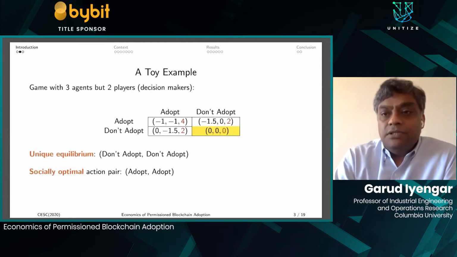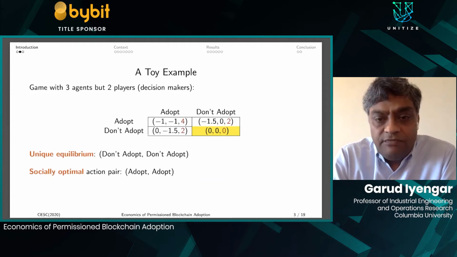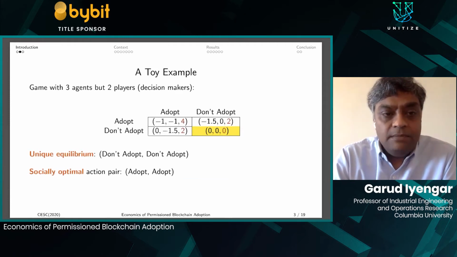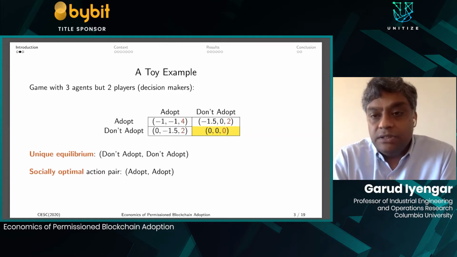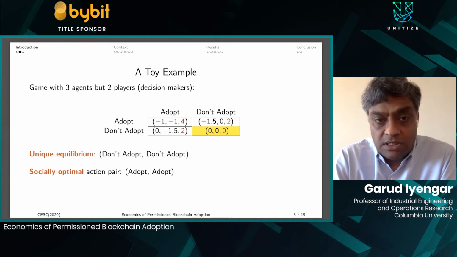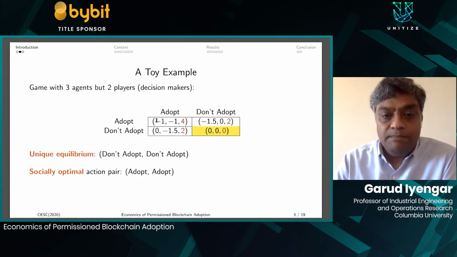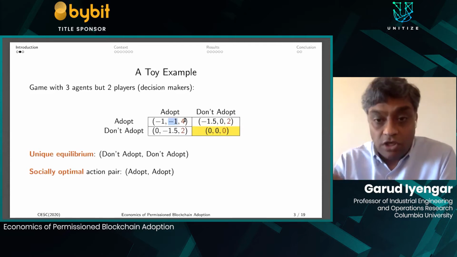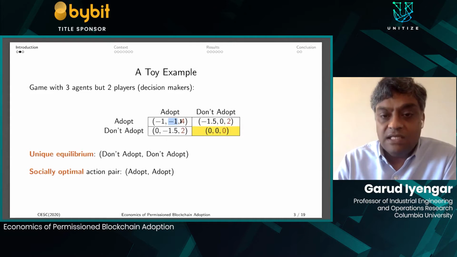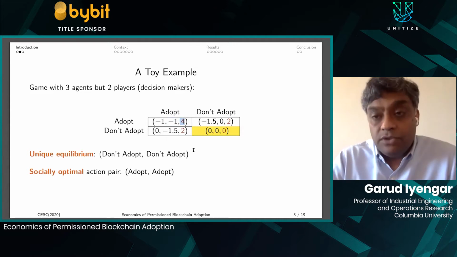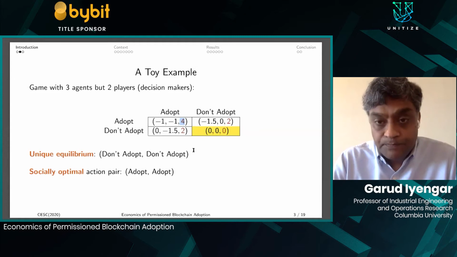Before I get down to the actual problem, I want you to think about a very toy example. The game consists of 3 agents, but only 2 players, meaning there are only 2 players that make decisions, but there are 3 agents that get welfare out of them. That's player 1, that's player 2. If player 1 and player 2 adopt, they both end up paying a cost of 1 unit. But agent 3, it's not a player because they don't take a decision, ends up getting a payoff of 4. So the net societal payoff is 2 units.